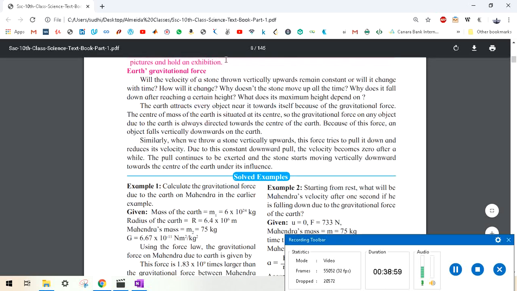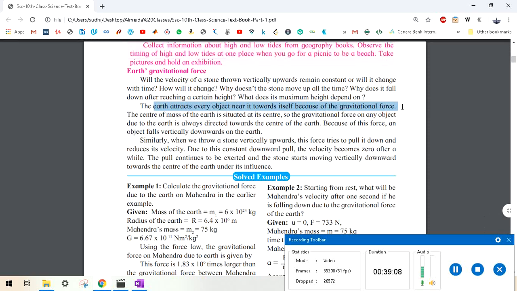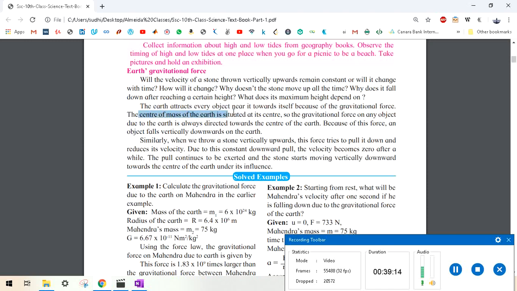Now let's talk about Earth's gravitational force. The Earth attracts every object near it towards itself because of the gravitational force. This is known to all of us, because that is why whenever we throw any object in the sky, it always comes back. The center of mass of the Earth is situated at its center. So the gravitational force on any object due to Earth is always directed toward the center of the Earth. And because of this force, an object falls vertically downwards on the Earth.